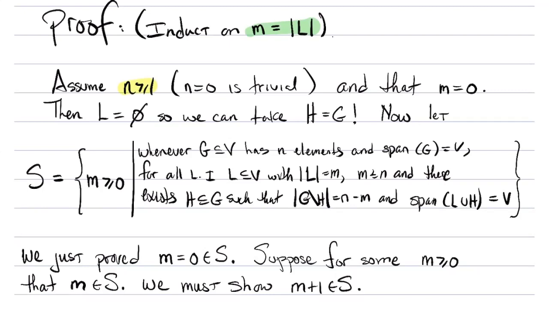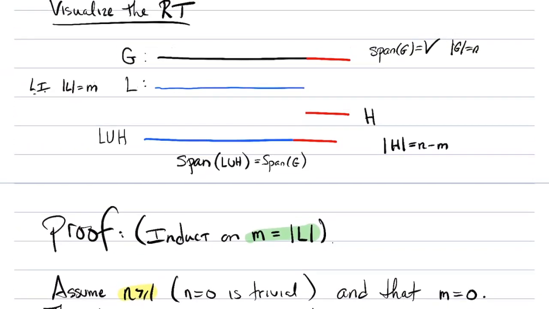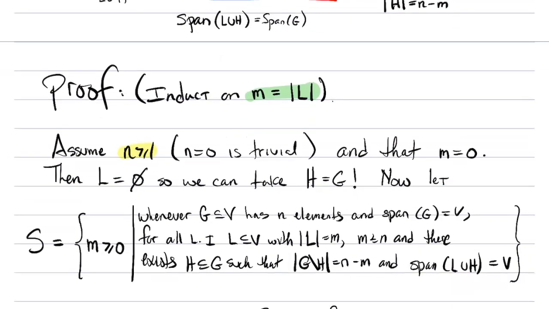So let's fix this n. It's at least one. And now I'm kind of thinking about the base case. If m is zero, my independent set has no elements in it, well, then L must be the empty set. And I can just take H to be G, and the theorem is satisfied. I don't like to do a lot of scrolling when you're watching these because it makes you sort of dizzy. But all I'm saying is that if the set L is empty, it's not here at all, well, then just take H to be all of G. And the theorem works, right? Because when you union the empty set with something, you don't change it. So that's kind of just a trivial case.